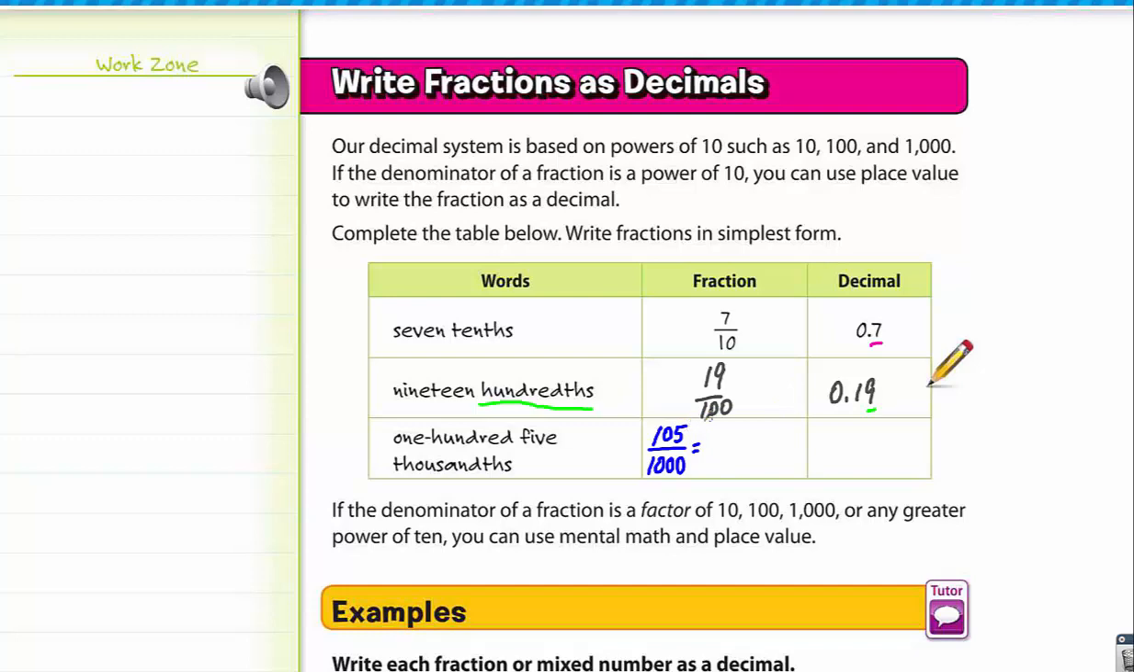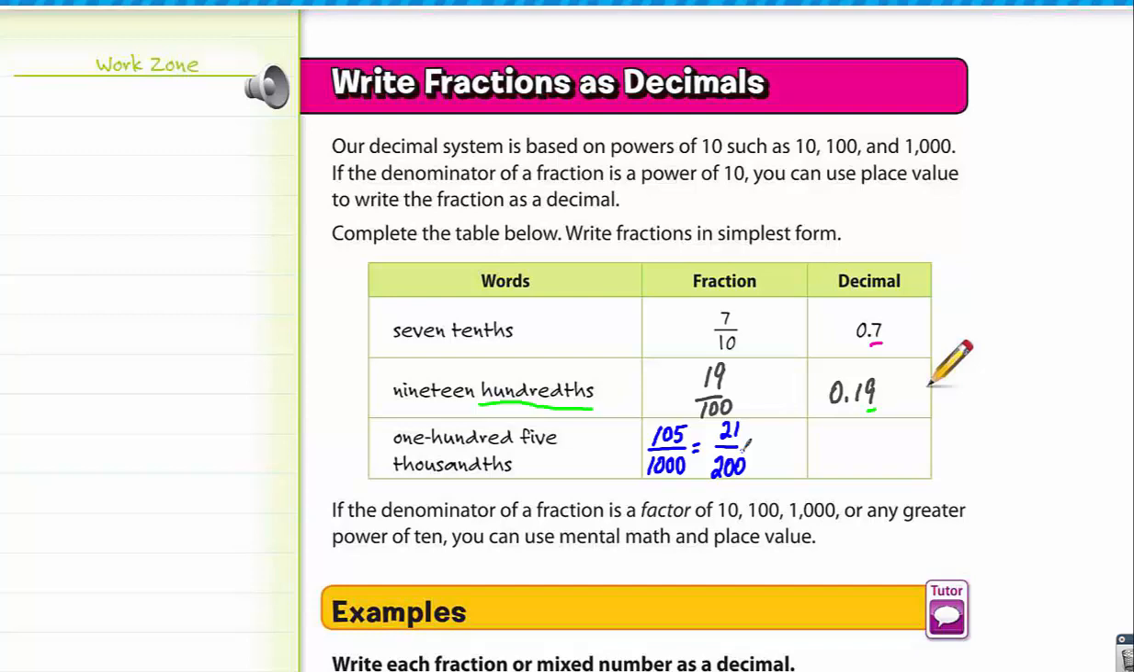Okay, your thing to simplify by would have been 5 to start with. So 5 goes into 105, goes into 100 20 times, so it goes into 105 21 times. And 5 into 1,000, well, 5 goes into 100 20 times, and in 1,000 there are 10 20s, so that's going to be 200. So we've got 21 200ths.